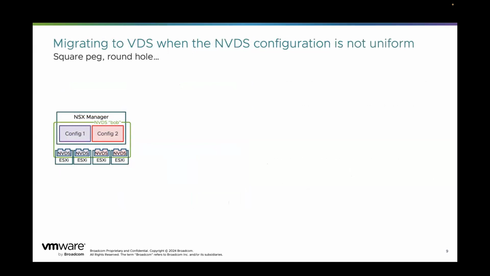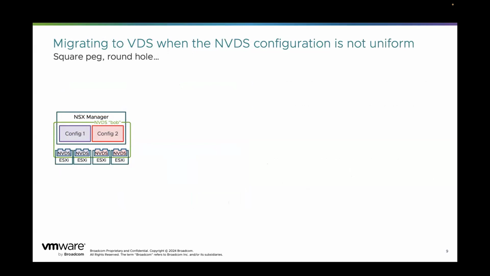You have on one hand a single configuration on the VDS that is applied to every host, and on the other hand, the NVDS, which is a collection of configurations, and the resulting configuration on a per host basis can be different. So that's basically the kind of conflict we'll have to solve when moving from NVDS to VDS.